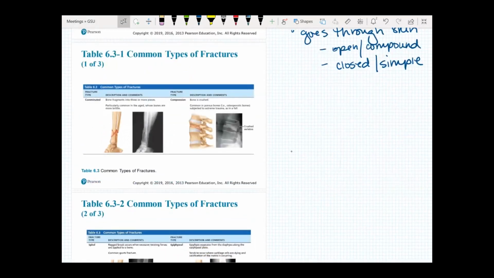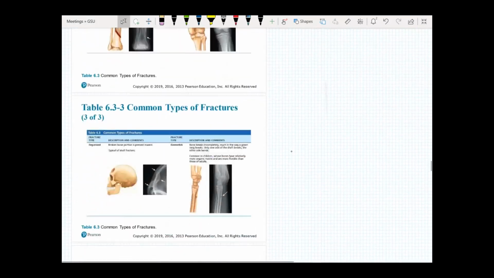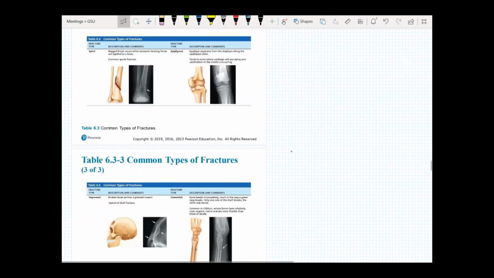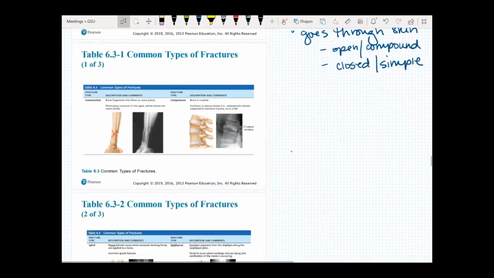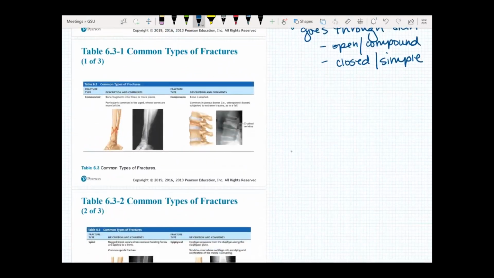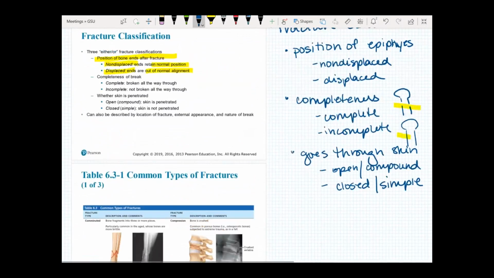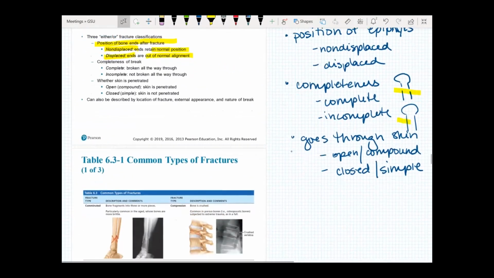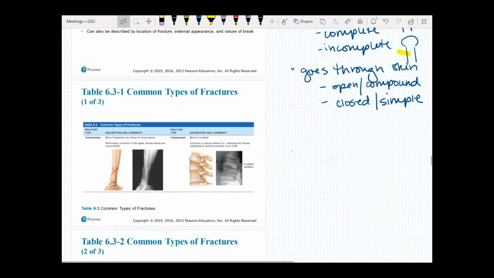So here are some examples of some types of fractures. We're going to run through these real quick. This is how you're going to classify the bone ends, the completeness, and whether the skin is penetrated, but you can also look at the external structure of the bone. There are a couple of other things. So these are going to be common fracture types.